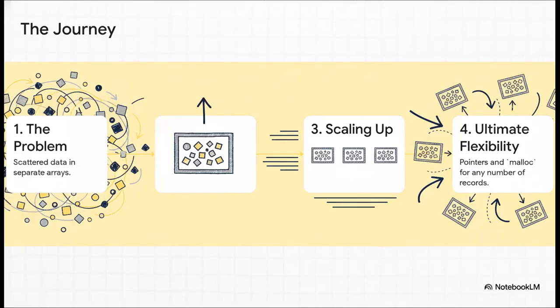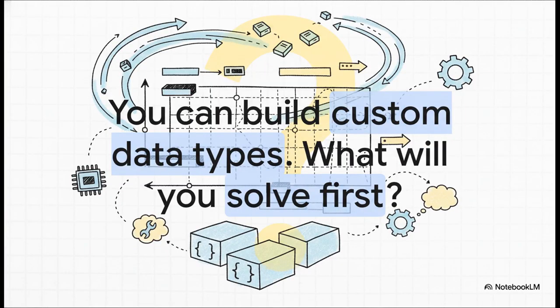So let's just recap the journey we've been on. We started with the chaotic problem of scattered data. We found a basic solution with a single struct. Then we scaled it up for lots of records using arrays, and finally, we got ultimate flexibility using pointers and dynamic memory. We've literally gone from a complete mess to a really elegant, efficient solution. And that pretty much brings us to the end. You now have this incredible power to create your own custom data types in C, to group information together in a way that truly makes sense. So whether you're building that employee database, managing stats for a game, or tracking complex scientific data, the only question left is, what complex problem are you going to solve with it first?